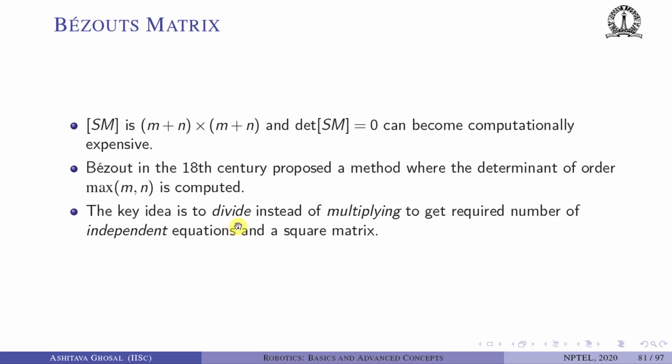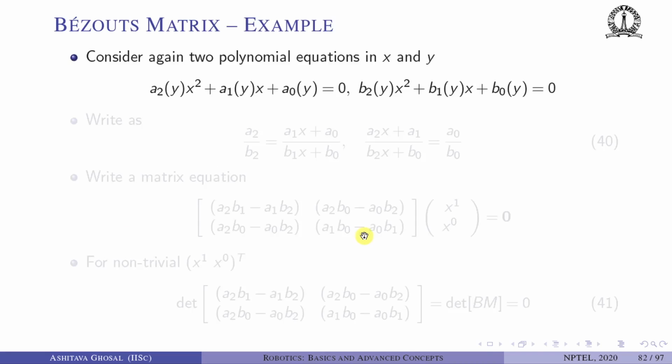The key idea is to divide instead of multiplying to get the required number of independent equations and a square matrix. So previously we were multiplying by x. Now we have to do suitable divisions.